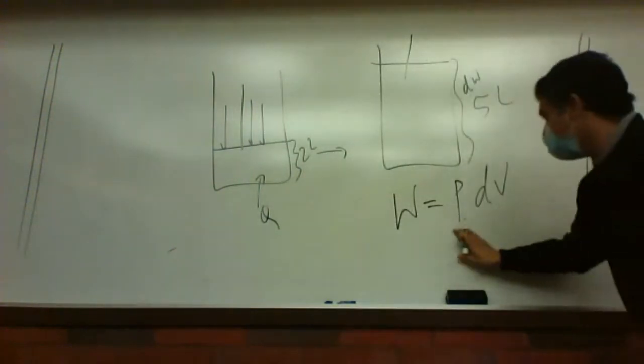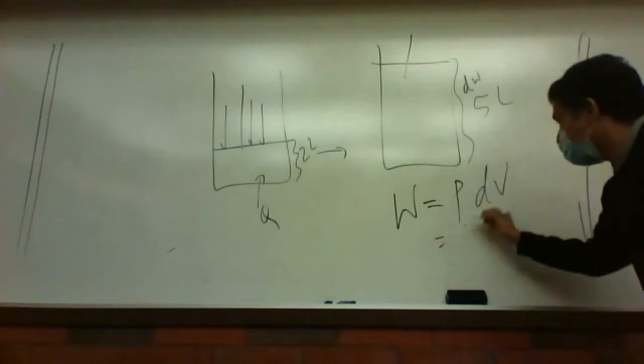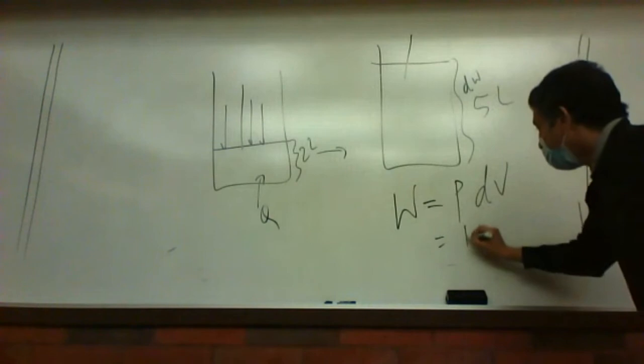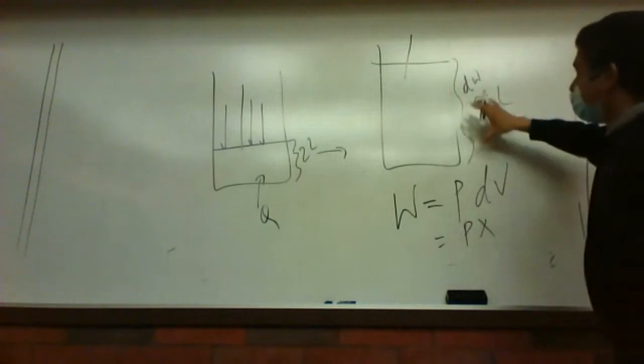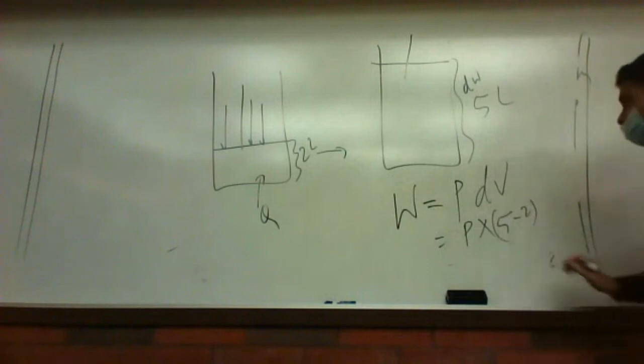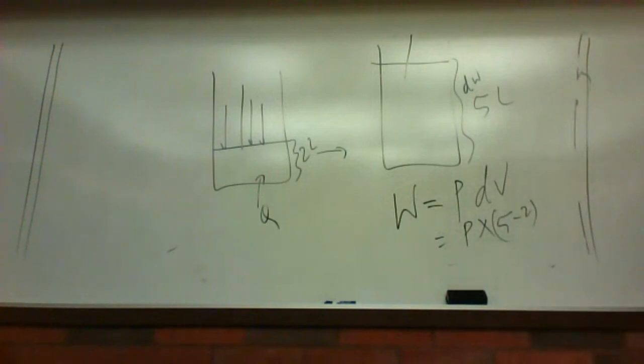Now what is the change here? The pressure is the atmospheric pressure pushing this down, that's P, and then dV is the change in volume, 5 minus 2. So that's how we calculate the work.